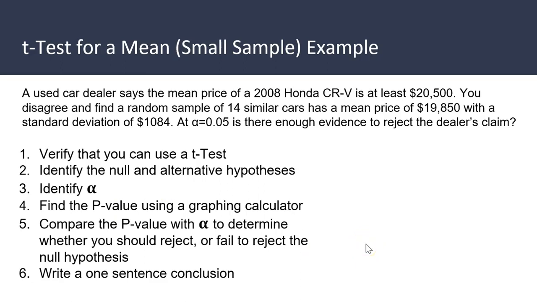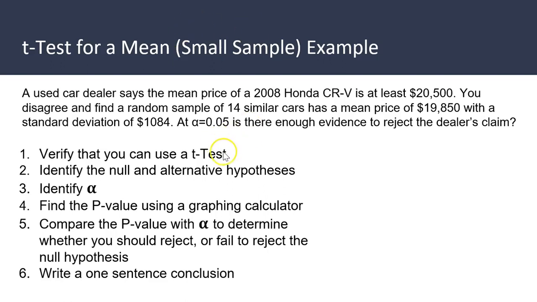We have a used car dealer. He says the mean price of a 2008 Honda CR-V is at least $20,500. You disagree, and so you find a sample of 14 of them that has a mean price of $19,850 with a standard deviation of 1,084 at alpha equals 0.05. Is there enough evidence to reject the dealer's claim?